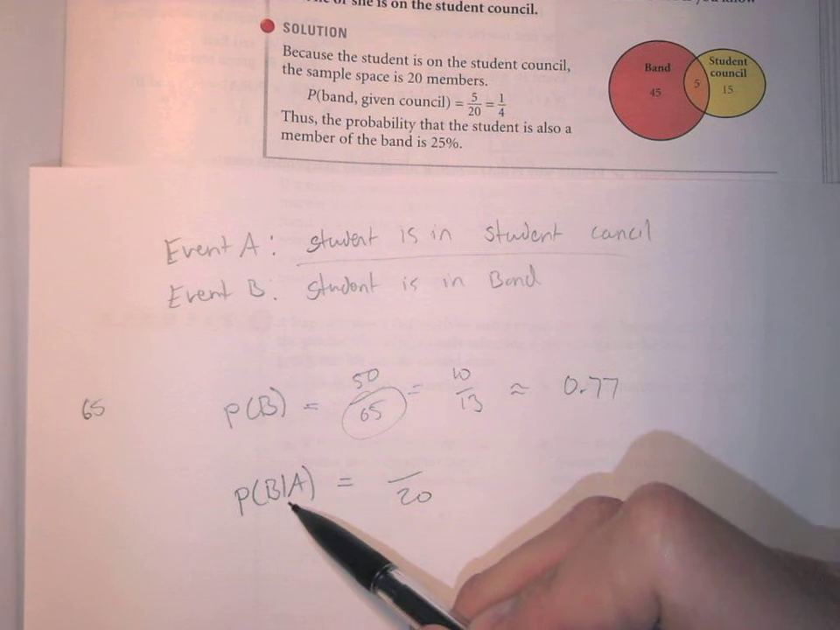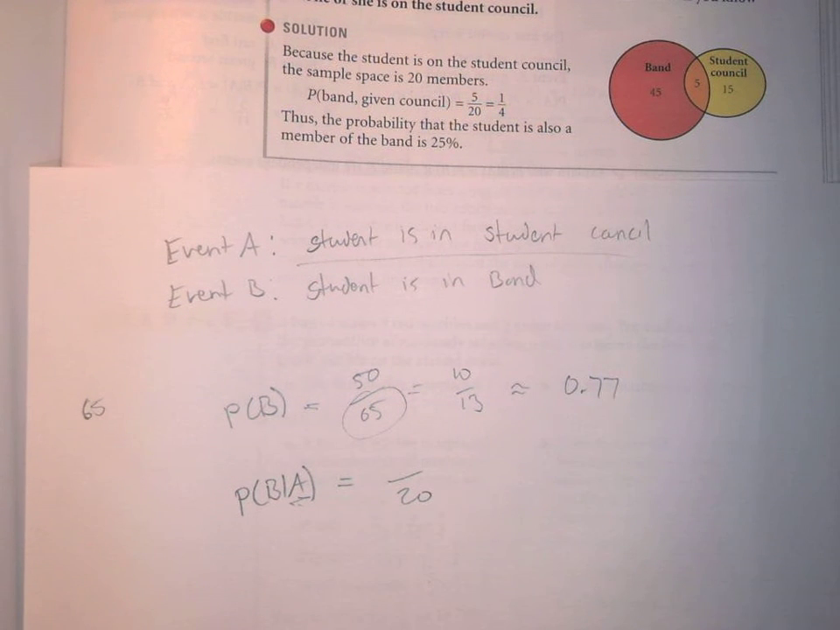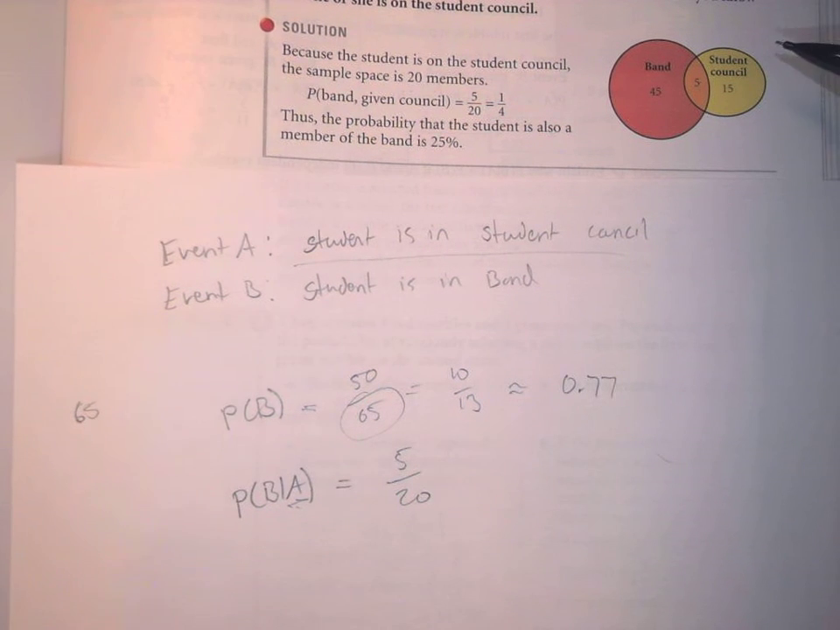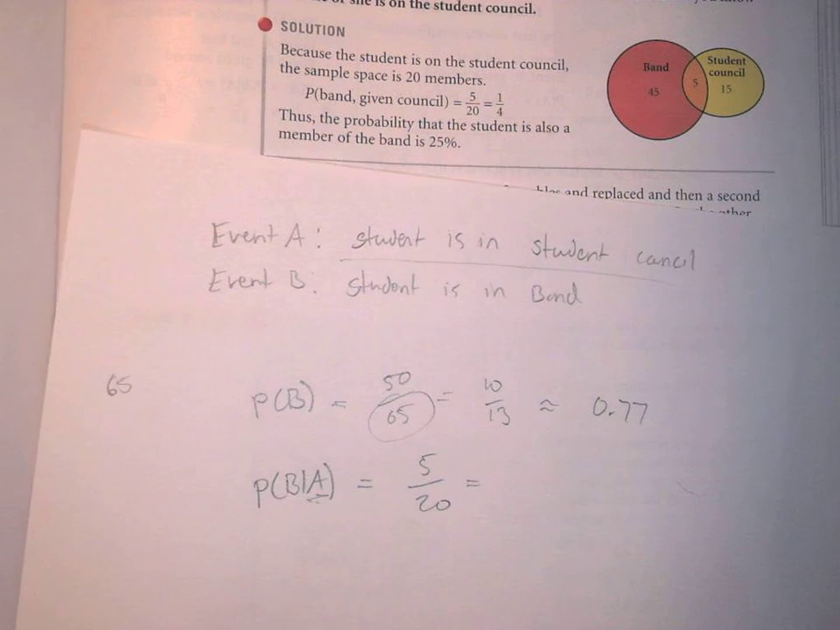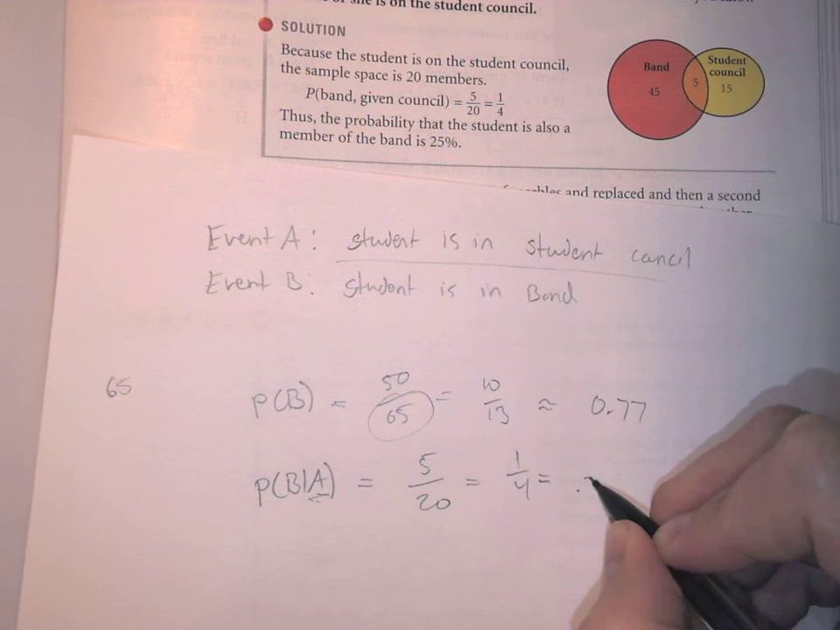So making that assumption, that event A, the student is in student council, already changes the sample space. Okay, so now we've got to figure out, well, how many students are there to choose from? There's also only 5 students we can choose from. So you can see that it changed the sample space. It also changed the number of ways that event B can happen, because we can't choose any of these band students. Okay, so this is 5 out of 20, which, they're both divisible by 5, so 1/4, which is equal to 0.25.